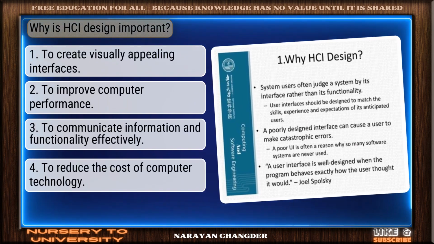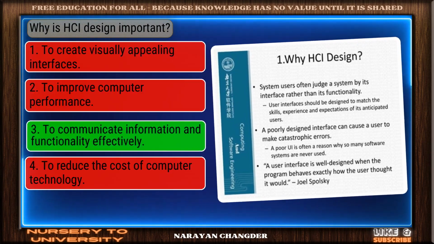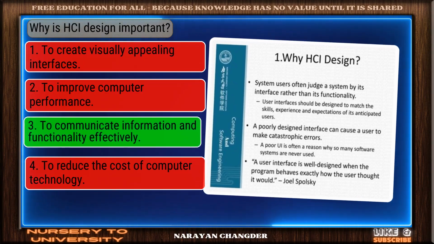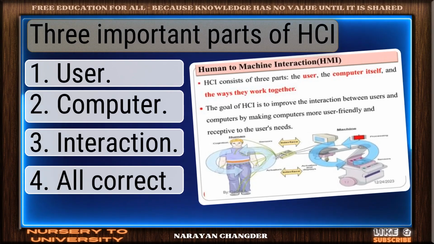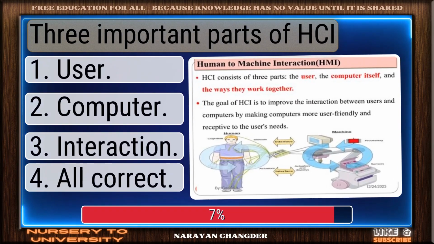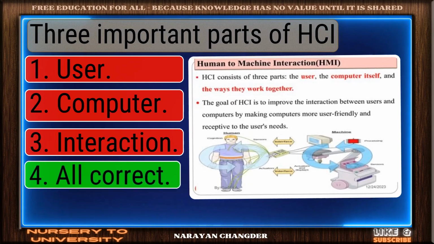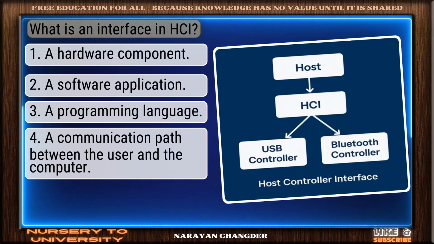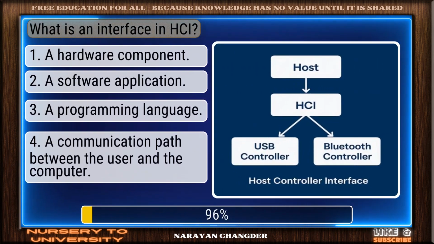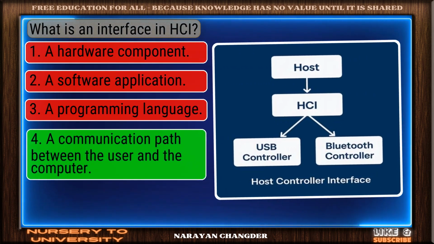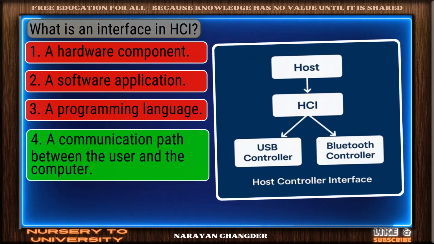Question number 73. Why is HCI design important? Good job. Your answer to communicate information and functionality effectively works well here. Question number 74. 3 important parts of ASCII. Strong choice. All correct is the right answer. Question number 75. What is an interface in HCI? Valid point. A communication path between the user and the computer is true.